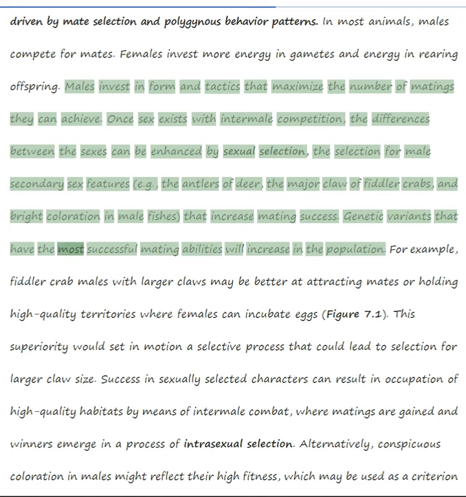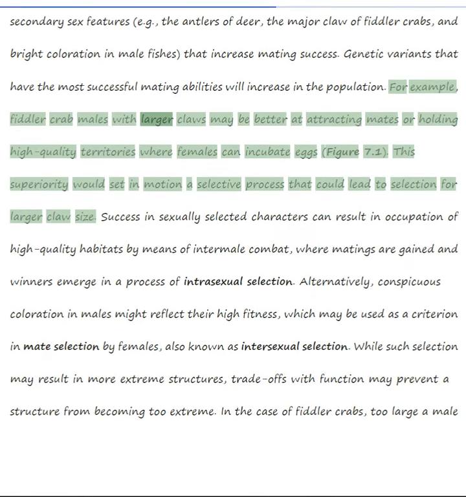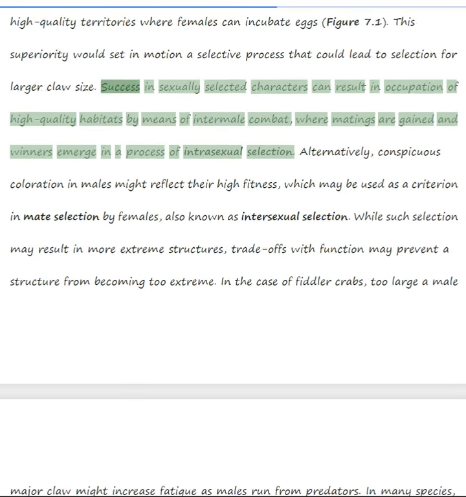Genetic variants that have the most successful mating abilities will increase in the population. For example, fiddler crab males with larger claws may be better at attracting mates or holding high-quality territories where females can incubate eggs. This superiority would set in motion a selective process that could lead to selection for larger claw size. Success in sexually selected characters can result in occupation of high-quality habitats by means of inter-male combat, where matings are gained and winners emerge in a process of intrasexual selection.